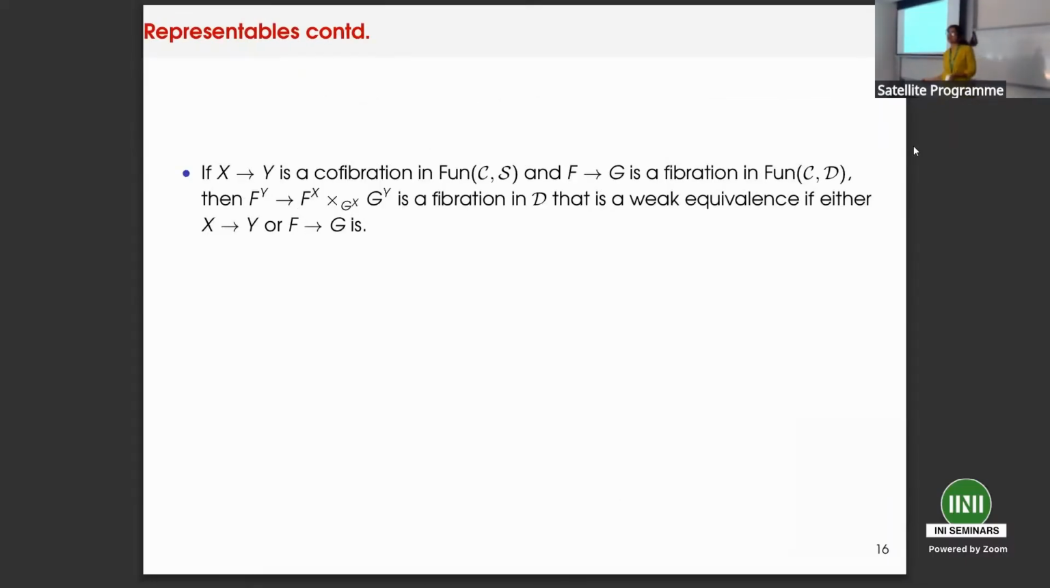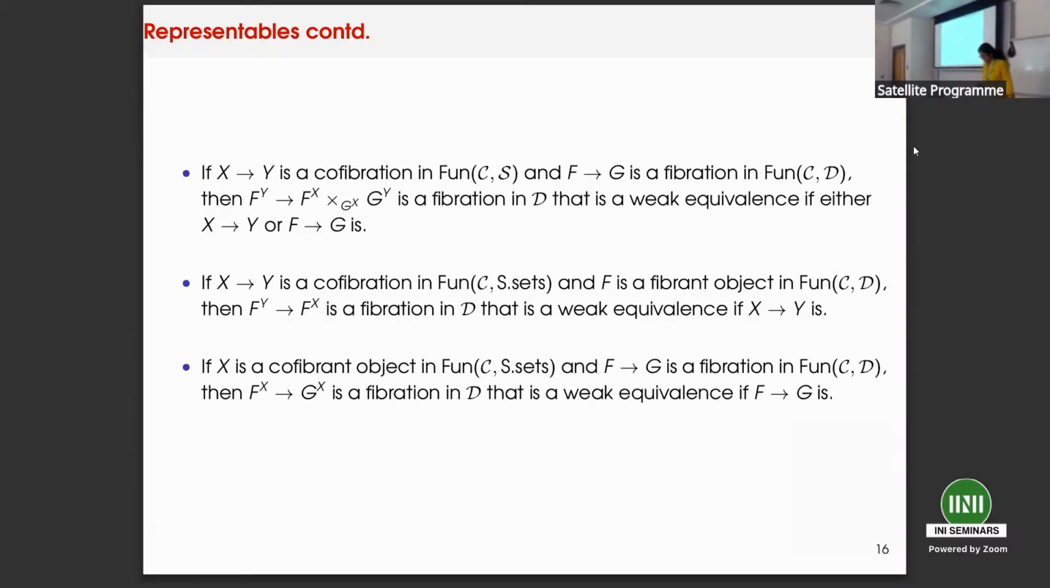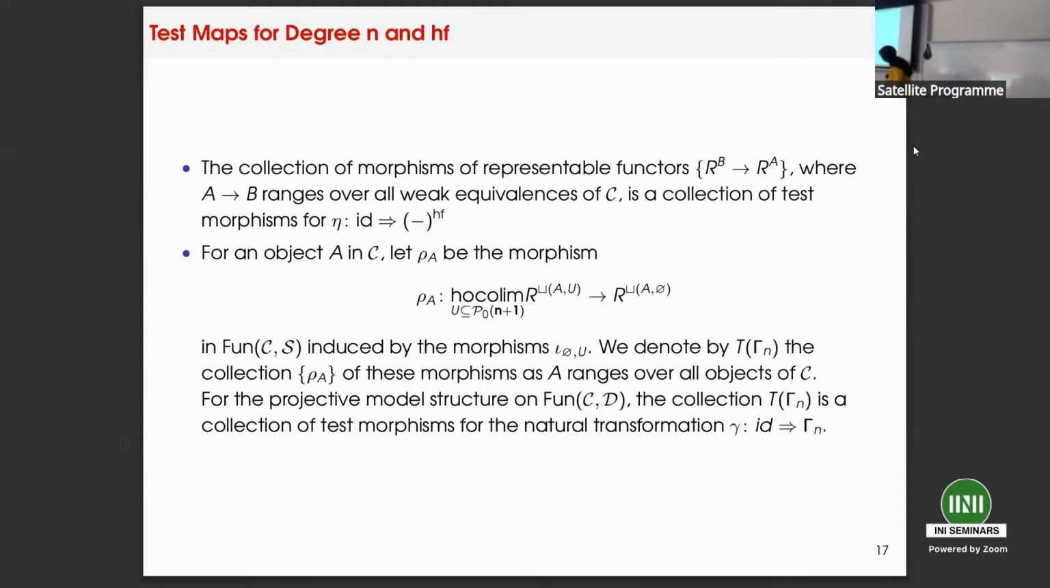Fun(C,S) is a model category with the projective model structure, because simplicial sets have a model structure. One can check that if B is a simplicial model category, then all these statements happen to be true. If you're used to simplicial model categories, or to talking about model categories enriched over something which is also a model category, then you would usually expect something like this to be true. So this allows us to create these test morphisms in both cases.